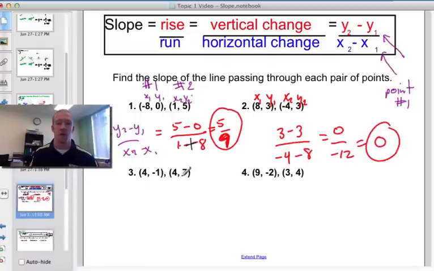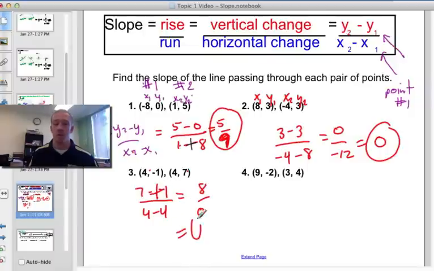Here we have 7 minus negative 1 and 4 minus 4. Oh, 4, yeah, minus 4, that's right. Minus a minus is plus there, so we have 8 over 0. Anything divided by 0 is undefined, so this would be a vertical line. 0 slope would be a horizontal line.